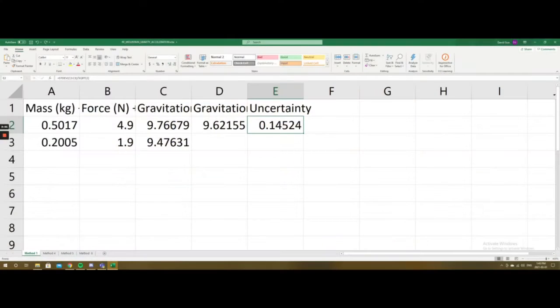To find acceleration, we were able to rearrange the formula of force is equal to mass times acceleration to solve for acceleration. Since the force meter gave us a force reading and the scale gave us a mass reading for those weights, we were able to simply divide the two and come up with an acceleration value.